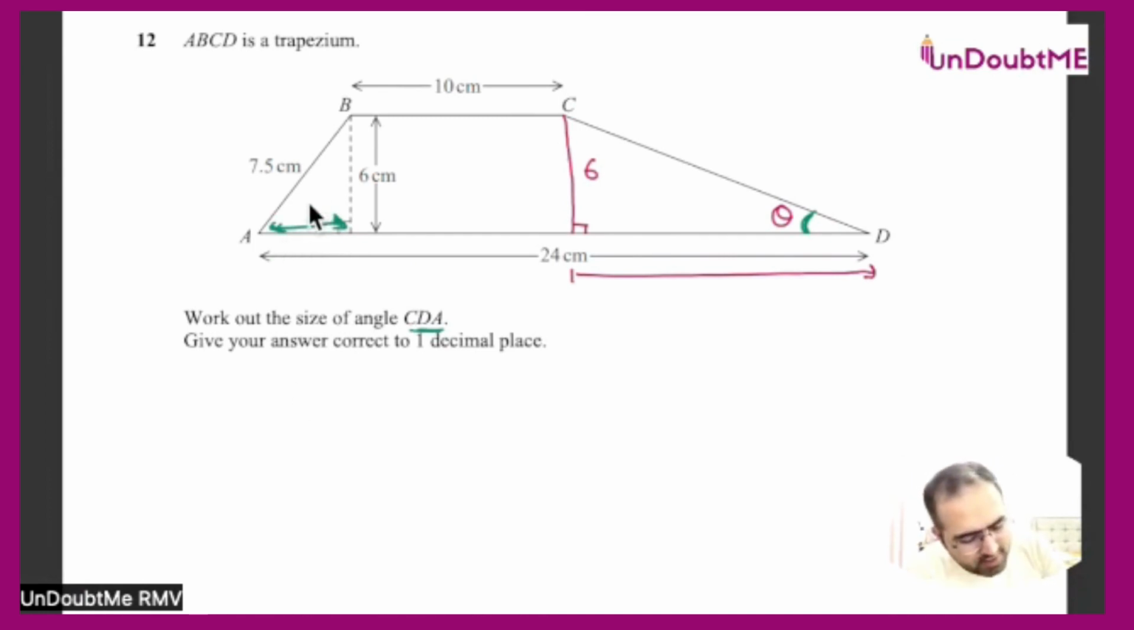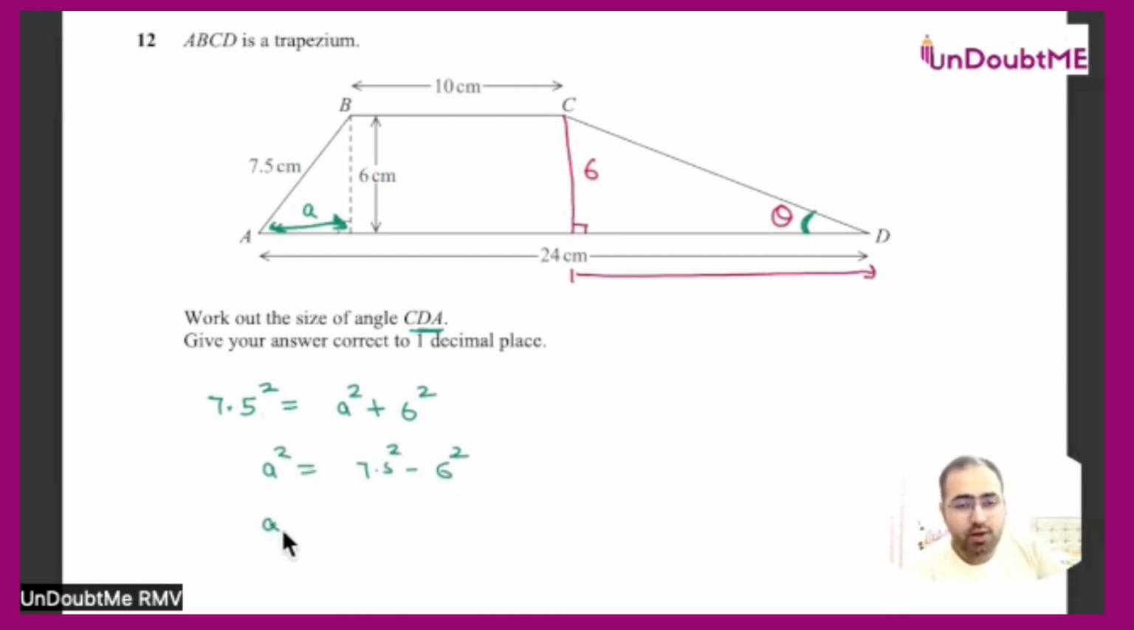Let's say this is A. So 7.5 square is equal to A square plus 6 square. Anyone can tell me the value for this? Just solve it, take the square root and get the A value. Yes, that's the value before the square root. When you do the square root, it's 4.5. After square root, it is 4.5. Okay. Now, if we get A, then look at the whole thing.